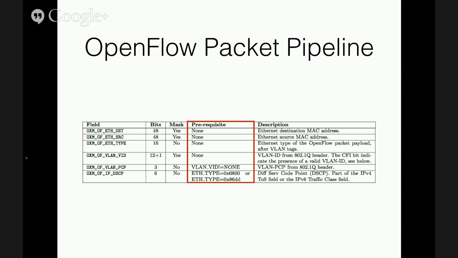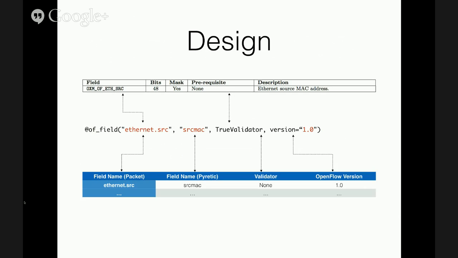Based on this, I designed a decorator for classes that we can use to specify this relation. So if we look at the design, we can use this decorator to specify that the source MAC of a pyretic packet is mapped to Ethernet source. And the prerequisite for it is nothing, which is basically a true validator. And the version of the OpenFlow packet processing pipeline is 1. So if at later iterations we wanted to use the fields as specified in OpenFlow 1.3, we can just define new fields with the correct version.